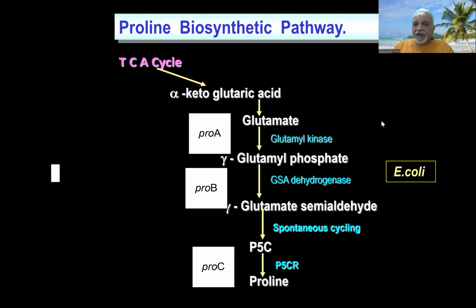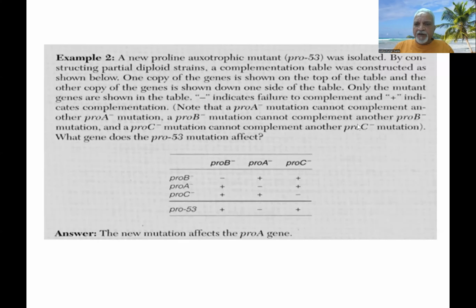Okay. Now let us look at another example. Okay, very carefully. Suppose you have a mutant that is pro minus. Okay, but we don't know where the mutation is out of the three genes A, B, C. So different sets of partial diploids or merodiploids were generated. Okay, for example, one set of partial diploid is this.